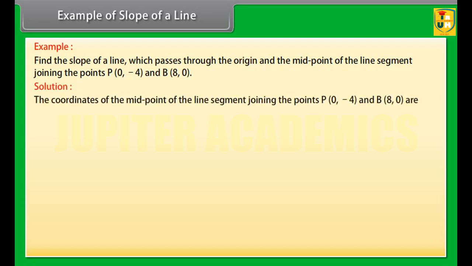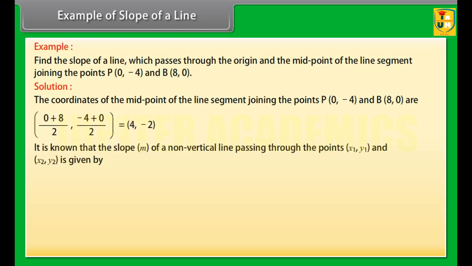The coordinates of the midpoint of the line segment joining the points B(0, -4) and B(8, 0) are (4, -2). It is known that the slope m of a non-vertical line passing through the points (x1, y1) and (x2, y2) is given by m = (y2 - y1)/(x2 - x1), x2 not equal to x1.